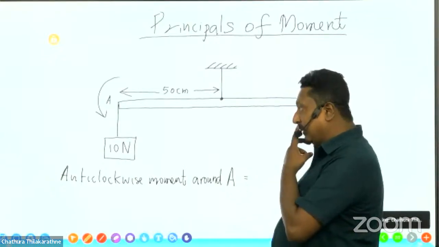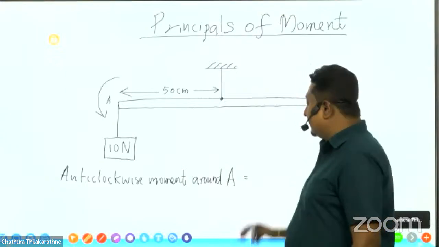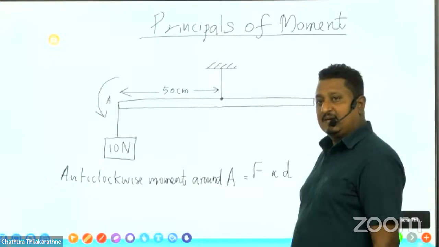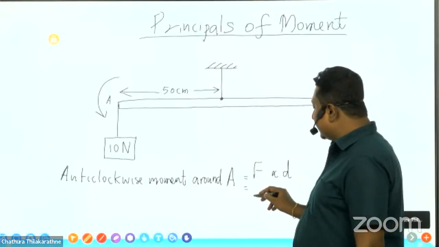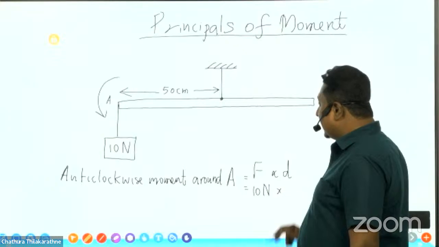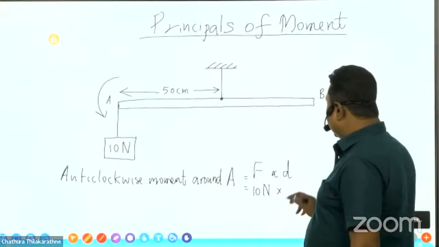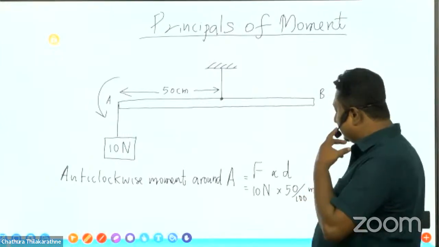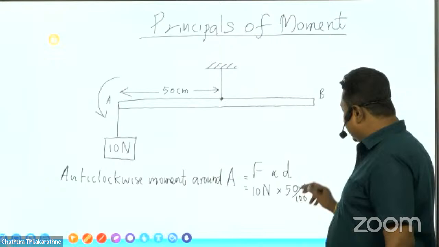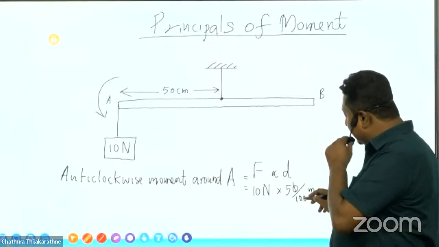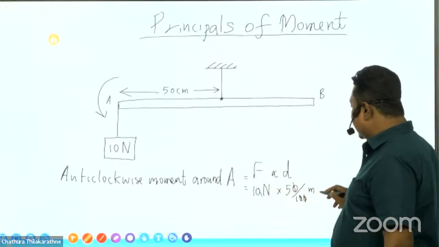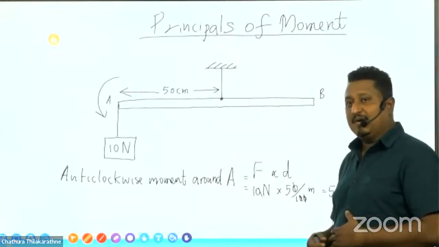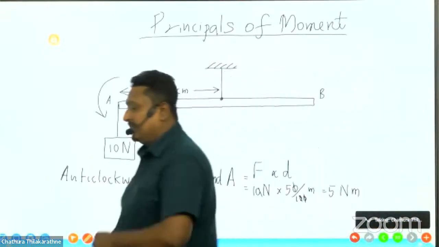How can I find the moment? Yes, force into perpendicular distance. The force is 10 newtons. Perpendicular distance is 50 centimeters, converted to meters. Then the moment is 5 Newton meter. The anticlockwise moment is 5 Newton meter.